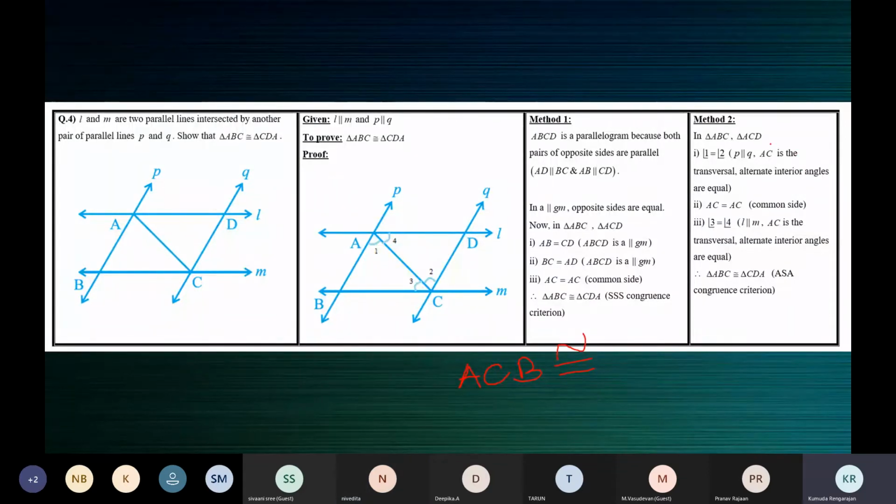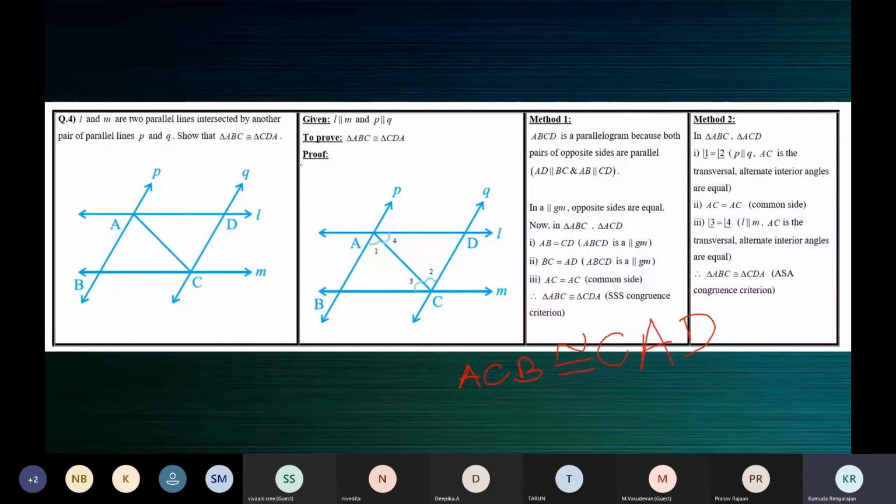So now angle 1 goes with angle 2. Which vertex is 2 in the second triangle? C. So ACD. Which is angle 4 in the second triangle? A. So CAD. Now you can see here, we have written ABC, CDA.